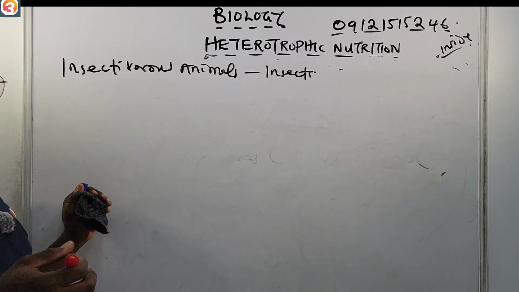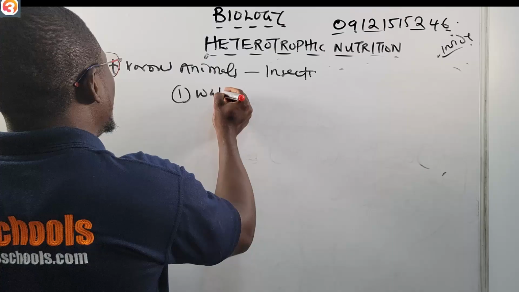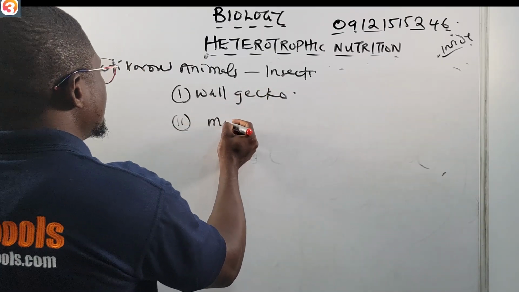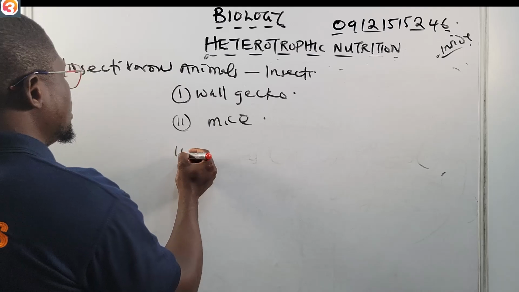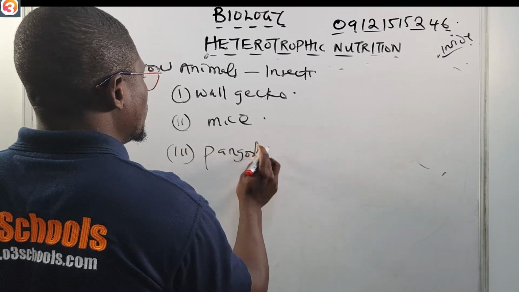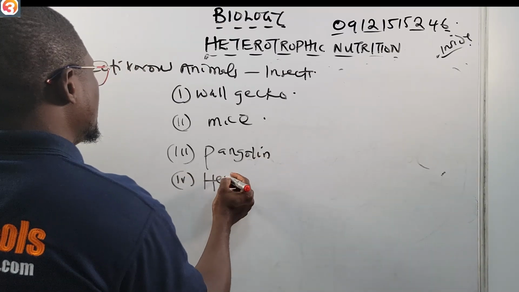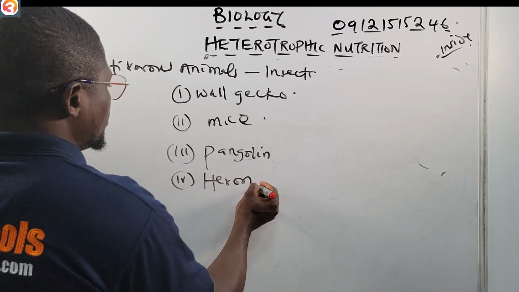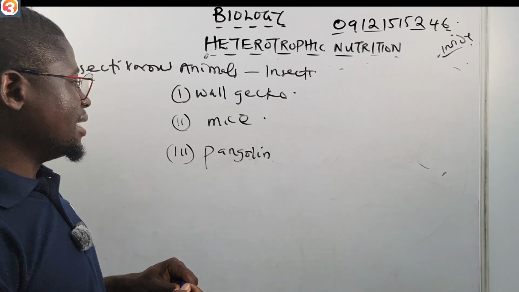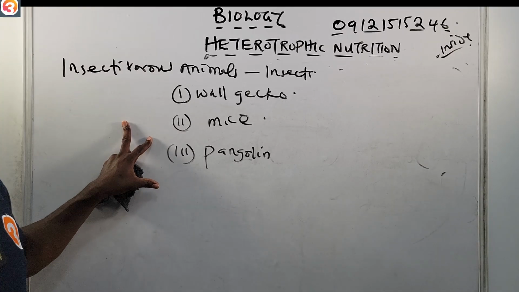Examples of these insectivorous animals are the ones you have running around your home. One is the wall gecko. Another one is mice. Another one is the one we call pangolin. Heron, I'm not very sure about, but wall gecko, mice, and pangolin I'm very sure of. All these are examples of insectivorous animals.